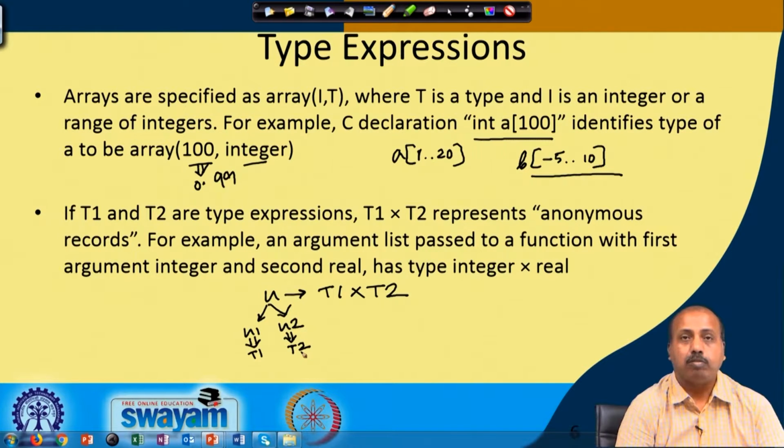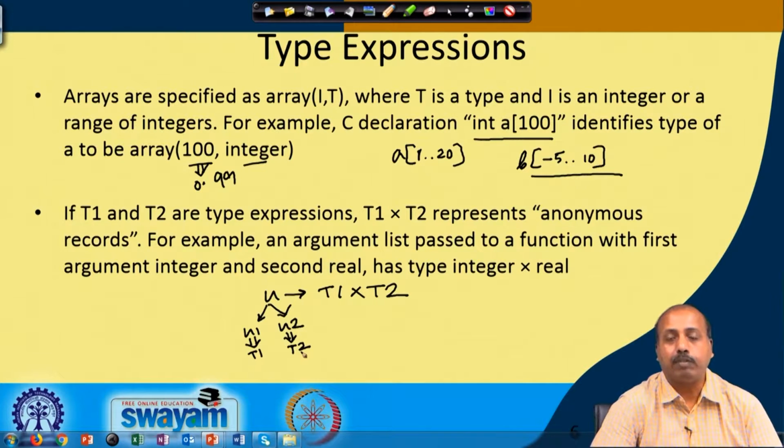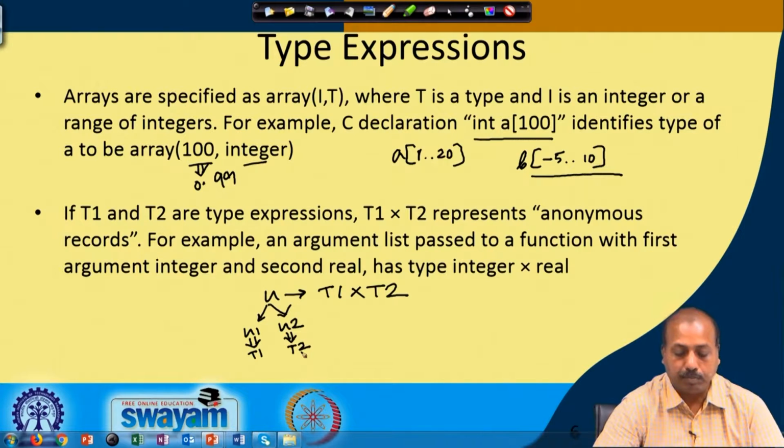So, that way we can have some record type. This is very close: if I have one argument as integer and another argument as real, when you are calling a function and passing parameters, then the argument list passed to the function, with first argument integer and second real, will have the type integer cross real. So, that way we can have this type expression.